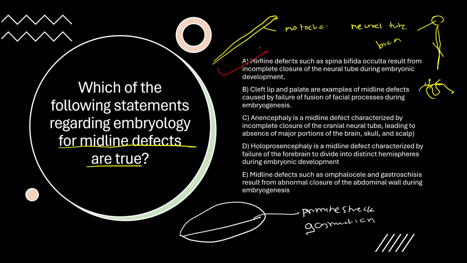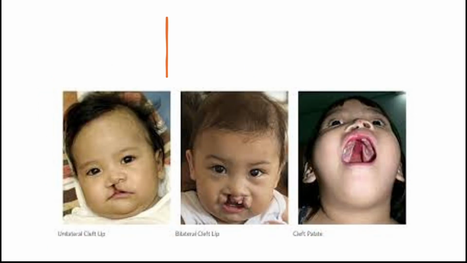This is a true statement. Cleft lip and cleft palate are examples of midline defects caused by failure of fusion of facial processes during embryogenesis. Yes, again a true statement. As you see, these are present in the midline. So this is the cleft lip. There could be bilateral cleft lips, and this is a depiction of a cleft palate.